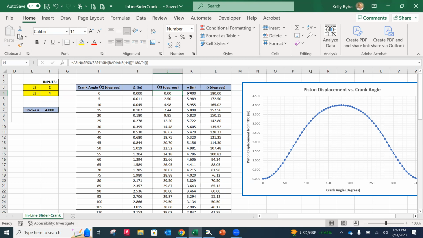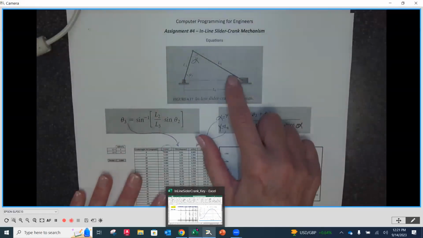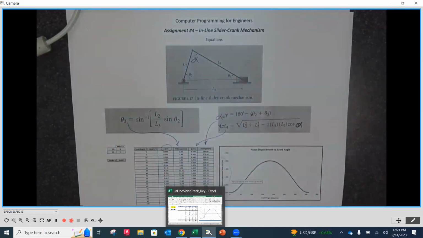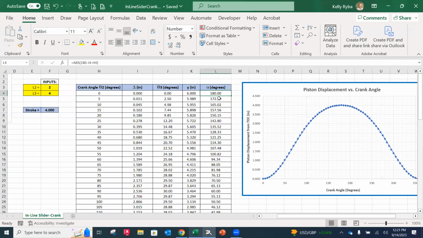The next one that you're going to do is going to be your alpha. Alpha is over on the end here. Alpha is simply going to be 180 minus the crank angle minus theta 3. It's just the interior angles of a triangle. So if we go back over here, here's our crank, here's our theta 3, and then here's alpha. So it's just a triangle. It's just 180 degrees minus the 2 that we kind of know already, right? So that one's pretty straightforward.